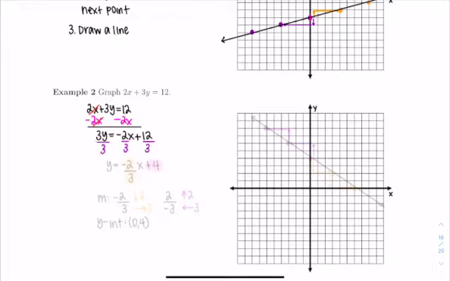And so it cancels on the left-hand side. We have y equals -2/3 x. And 12 over 3 can simplify as 4. And so my slope in this case is negative 2 over 3, and my y-intercept is going to be 0, 4.